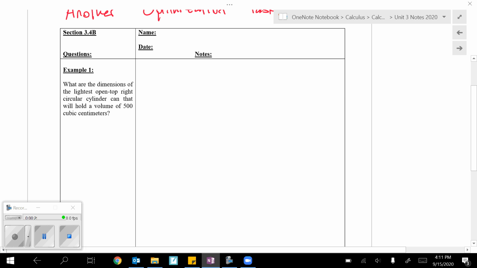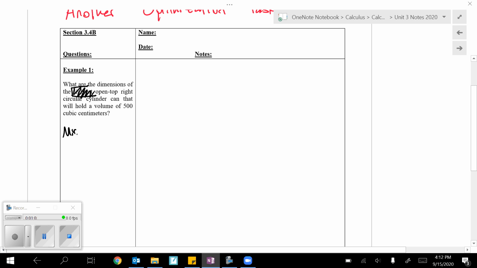What are the dimensions of the lightest open top, right circular cylindrical, it should say cylindrical can, that can hold a volume of 500 cubic centimeters? Now, the first thing I'm going to concede to you is maybe I've not made it super clear what you're trying to optimize, or when you see lightest, you think we're going to optimize weight. That's not my intention, so I'm just going to give it away here. My goal is for us to minimize surface area.